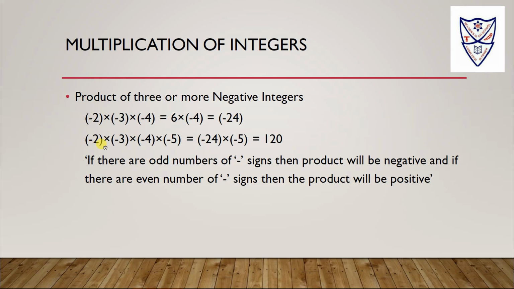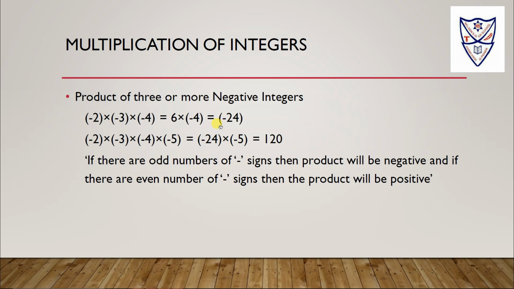Now product of 4 negative integers. For an example, minus 2 multiplied by minus 3 multiplied by minus 4 multiplied by minus 5. This minus 2 multiplied by minus 3 multiplied by minus 4, we have already found is minus 24. So minus 24 multiplied by minus 5. Here two negative signs, so we have to treat them as whole numbers and multiply them. 24 5s is 120.